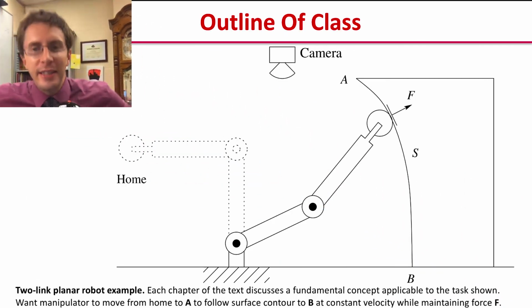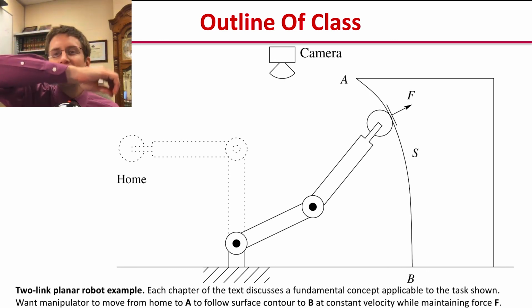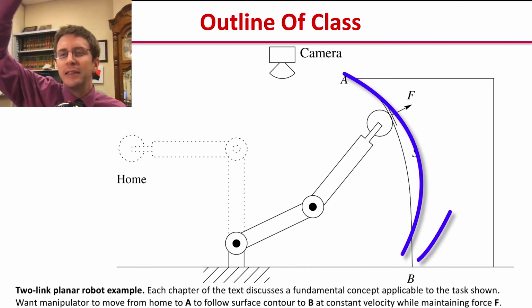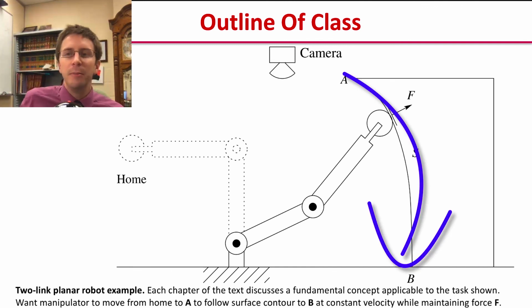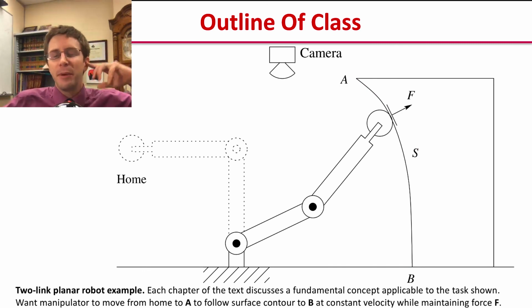So the cool thing about this class is that everything works together pretty well. What we want to do is learn some fundamental concepts. But here's a 2-joint robot. We want it to go from its home position to some point A and then trace out some contour to B while applying a force. And then we're going to use some feedback from a camera so we know whether we're doing it correctly.